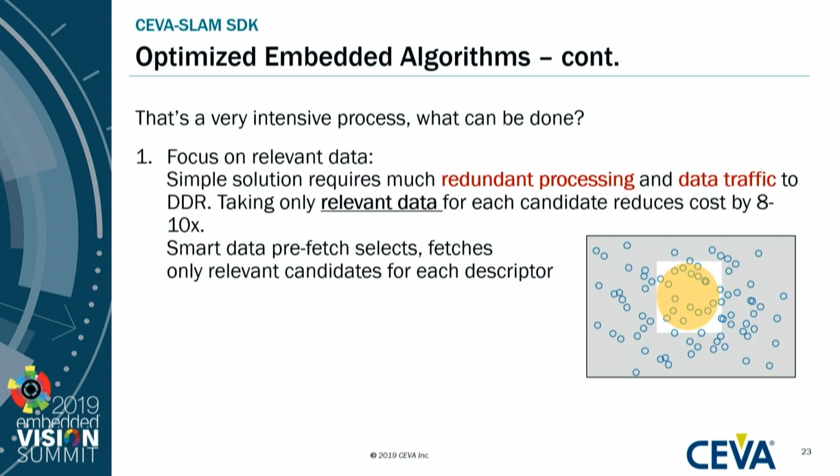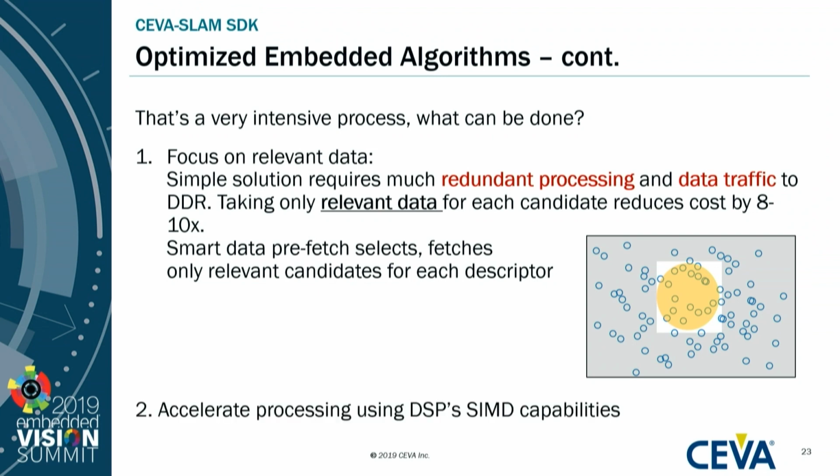So what can be done? First, we should focus only on relevant candidates. Processing all features requires much redundant processing and data traffic to the DDR. We can take only relevant candidates, and by that reduce the cost by a factor of 8 or 10. We will need to store the data in a way that will allow us to access or select only relevant data without explicit sorting. We need a smart data prefetch for each source descriptor.